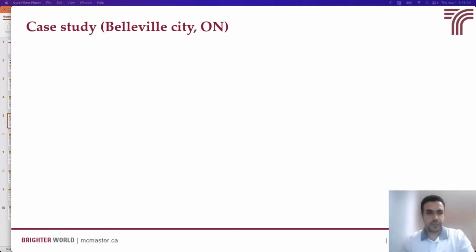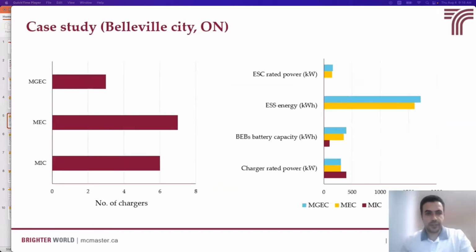For the answer to the two main research questions of this work, for the first question, the answer is yes. The system components are different from one approach to another. As we see here, the number of chargers varies from 3 to 7 in these approaches, and also the energy storage charger rated power, energy storage energy, battery electric bus battery capacity, and the charger rated power vary significantly from one approach to another in the optimization model.